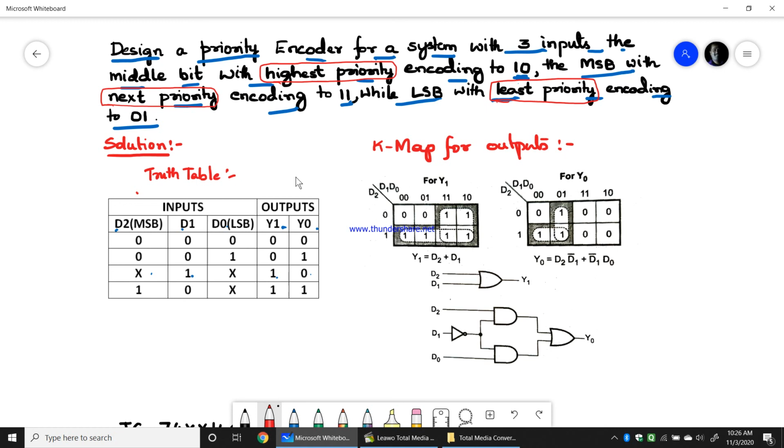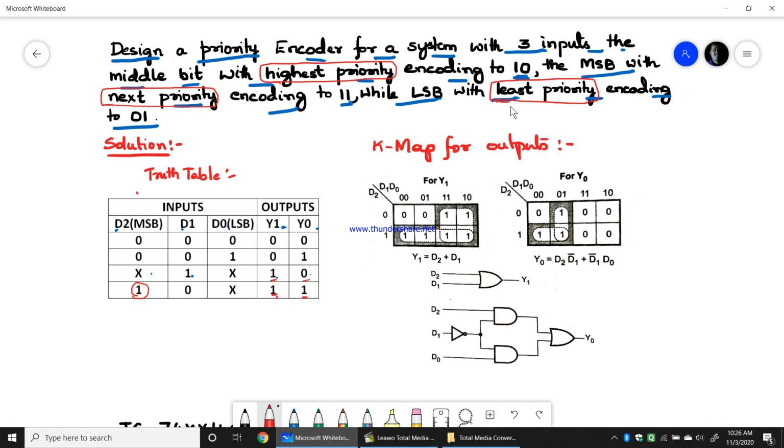So the MSB with the next priority. Now what is that MSB with the next priority? If this is 0, the MSB is this, so this will be 1. So the MSB with the next priority encodes to 1 1. Therefore that will be 1 1. So I have finished this 1 0 and 1 1.